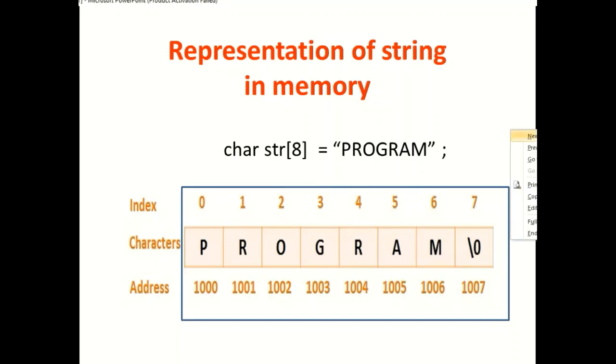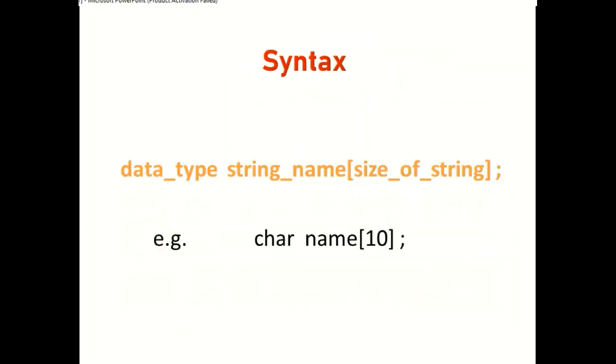Now let's see the syntax of a string. Every string is declared with the name of a data type, the name of the string, and the size of the string. The data type of a string is always char. It is written first, followed by the name of the string, followed by the size of the string, which is enclosed inside square brackets. Here we can see an example of a string. The data type is char, the name of the string is name, and the size of the string is 10. The declaration ends with a semicolon. Always remember that every statement in C ends with a semicolon.